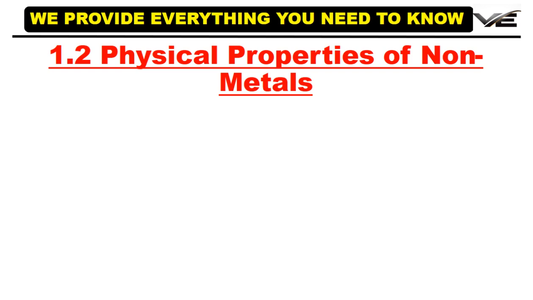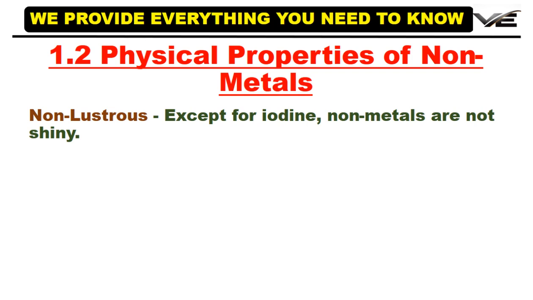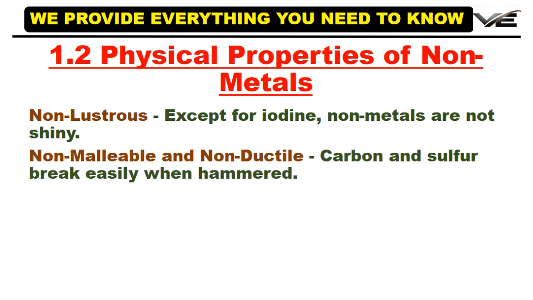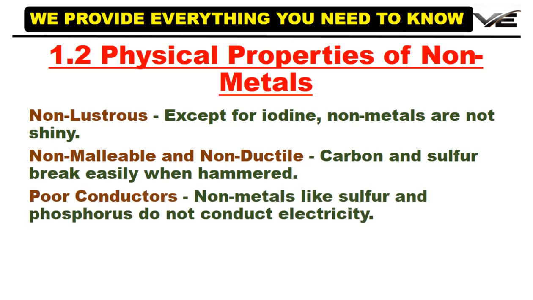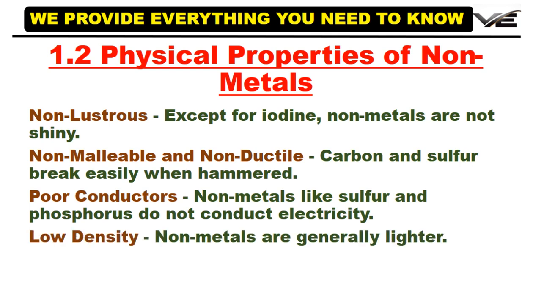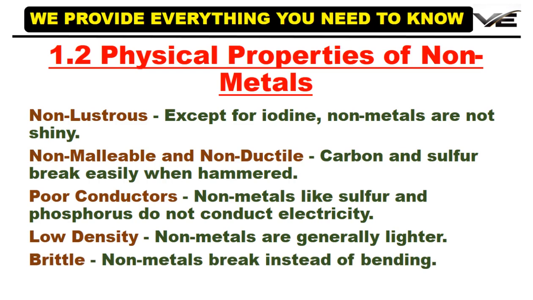Physical properties of nonmetals. Non-lustrous. Except for iodine, nonmetals are not shiny. Non-malleable and non-ductile. Carbon and sulfur break easily when hammered. Poor conductors. Nonmetals like sulfur and phosphorus do not conduct electricity. Low density. Nonmetals are generally lighter. Brittle. Nonmetals break instead of bending.